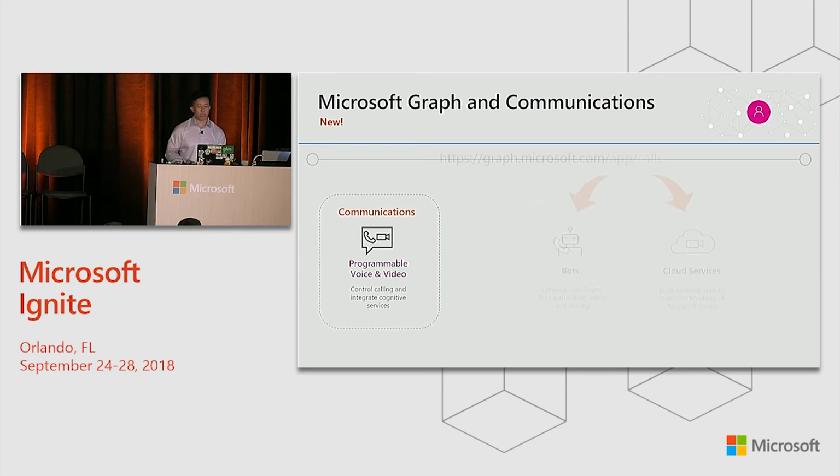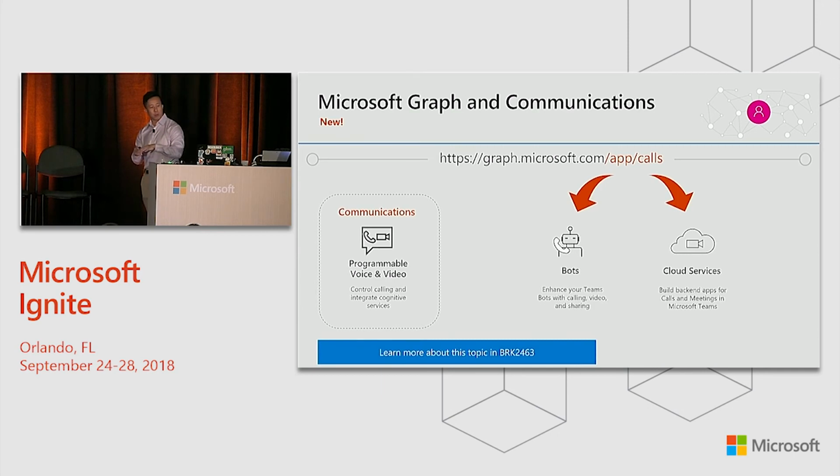So what can you do with this? There are 2 high-level categories of scenarios that we already have customers and partners on. Right now it's in TAP, but this is actually coming to developer preview very, very soon. It's going to be fully documented. Anyone can start using this with Teams. But when we think about the scenarios, there's a couple. One is bots, and the other is these cloud services on the back end.